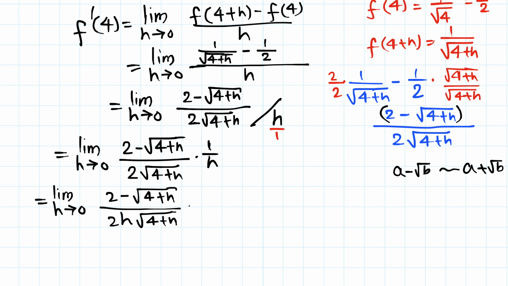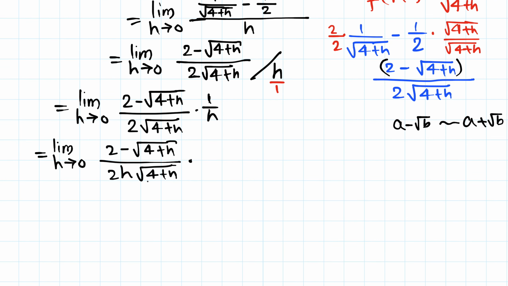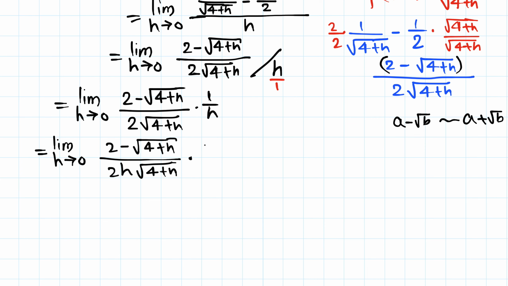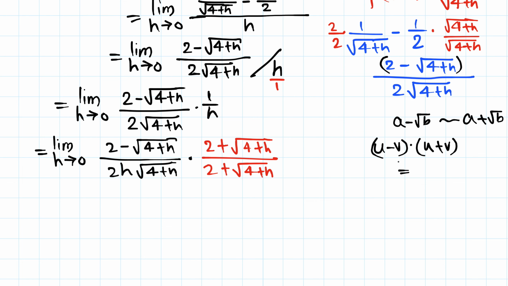Okay, I just rewrote. Now I would like to multiply by the conjugate of the top, just to simplify. So for 2 minus, we multiply by, let me use a different color, 2 plus the square root of 4 plus h over 2 plus the square root of 4 plus h. We have to have the same thing on the top and bottom. Then when we multiply these two, it's like u minus v times u plus v. When we distribute, the middle two terms cancel, and the first term u squared minus v squared, only these two terms survive. So here we do the same thing.